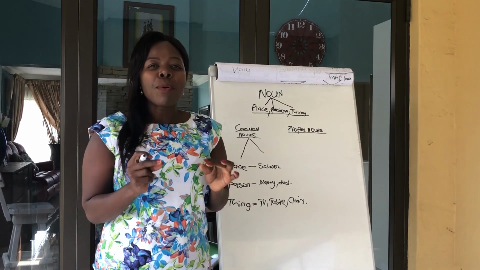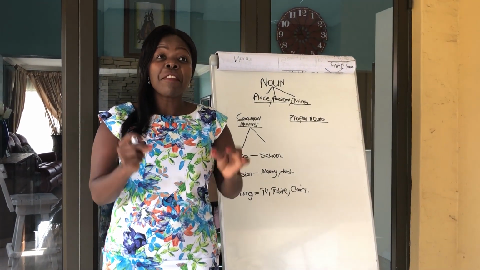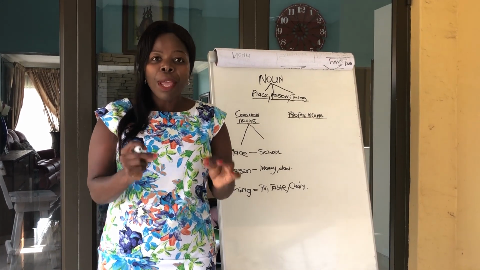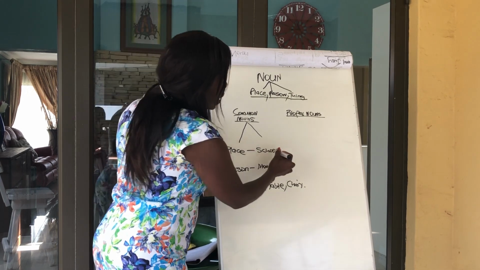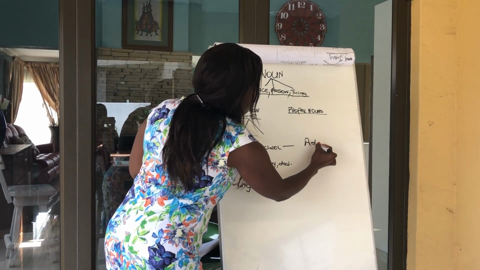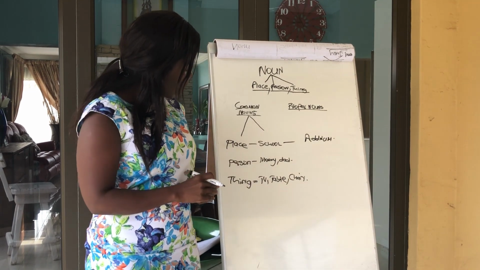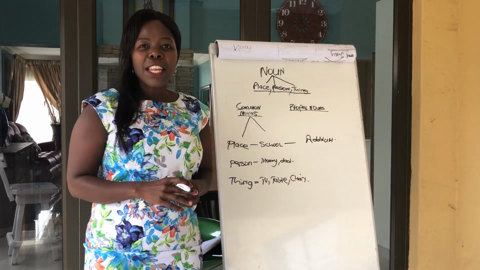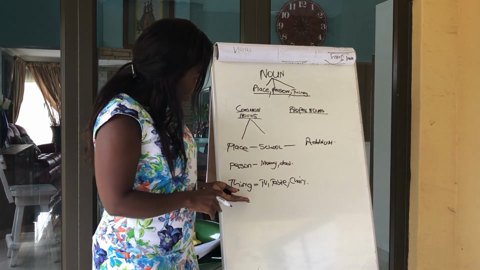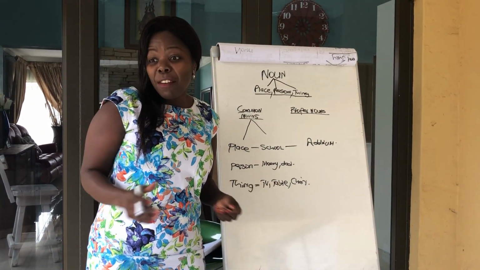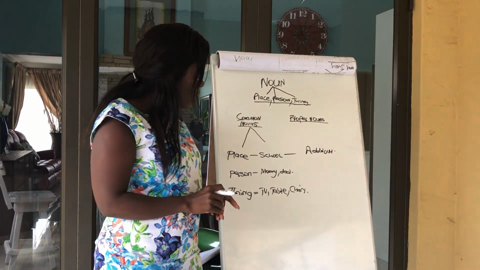So now, proper nouns, that's when you give the actual name or a proper name. Say for instance, a school, you can say Addnum. A person, your mom and your daddy, you can call their actual names. A thing, maybe you gave your beautiful chair a name, you can call it that actual name.